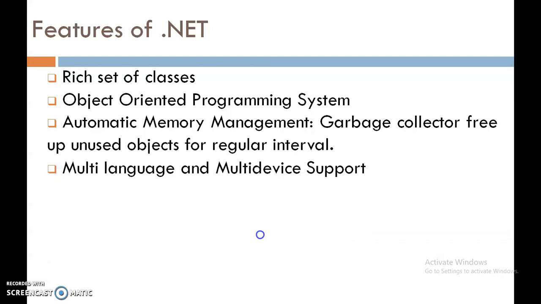The next feature is multi-language and multi-device support. Visual Studio .NET supports multiple languages like C++ and VB. For example, suppose person A has skill in C++ and person B has skill in VB, but both can work in the same application. Similarly, VS.NET supports multiple devices. We can create mobile device supported software using .NET.